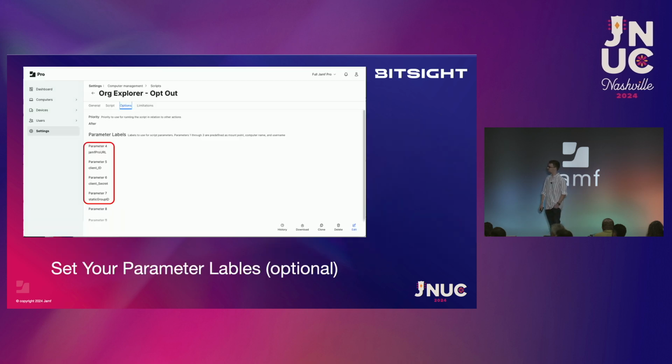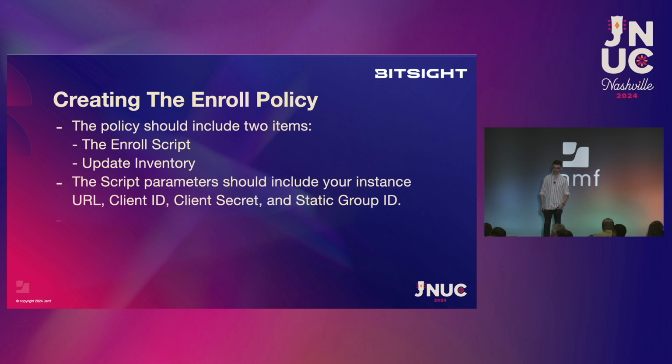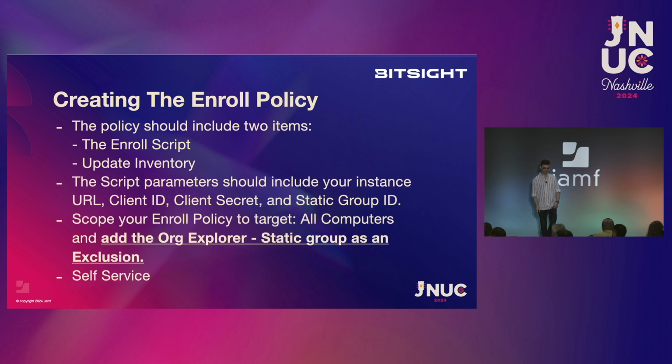And then now we're going to create our enroll policy. So here's all of the steps put together, but we essentially need two actions. So we need the enroll script, and then we also need the update inventory step. That's essentially what's driving and building all of this, helping the user opt in, and then updating inventory, which refreshes self-service, and then allows them to opt out or see the opt-out button once they've enrolled.